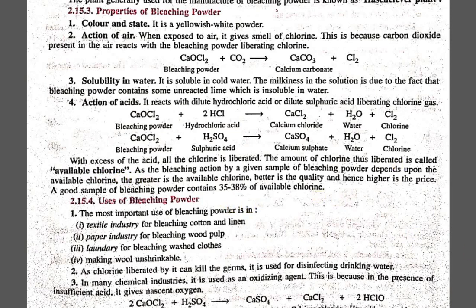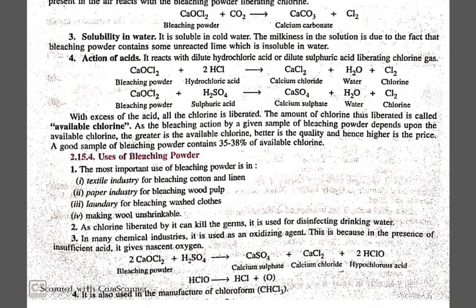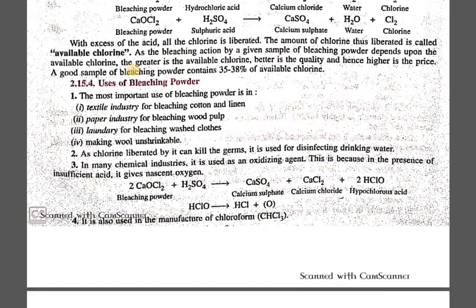Now uses, as you all can see here, the important uses are: textile industry for bleaching cotton and linen, paper industry, laundry for bleaching washed clothes, making wool unshrinkable. All these uses I have already discussed. Also for disinfecting drinking water, and in many chemical industries used as an oxidizing agent. The reaction of the same can be given.